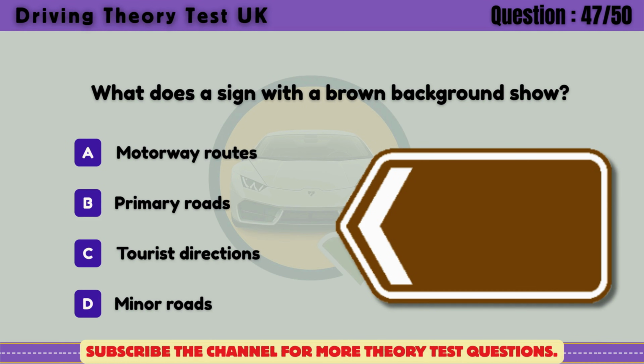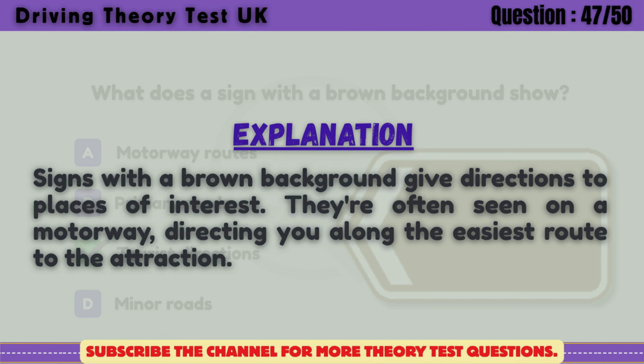Question 47. What does a sign with a brown background show? Option A. Motorway routes. B. Primary roads. C. Tourist directions. D. Minor roads. Answer is C. Tourist directions. Signs with a brown background give directions to places of interest. They're often seen on a motorway, directing you along the easiest route to the attraction.